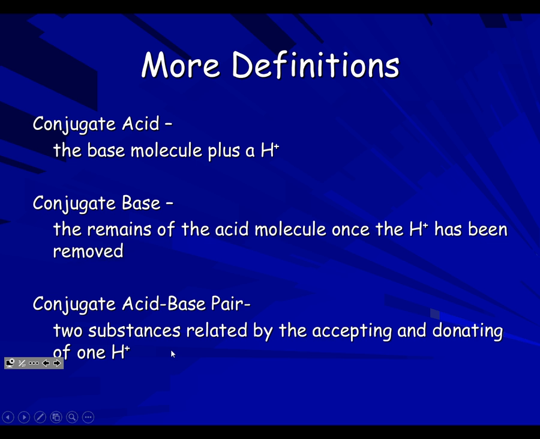So for example, NH3 and NH4+1. They are a conjugate acid-base pair. They differ by one hydrogen only.